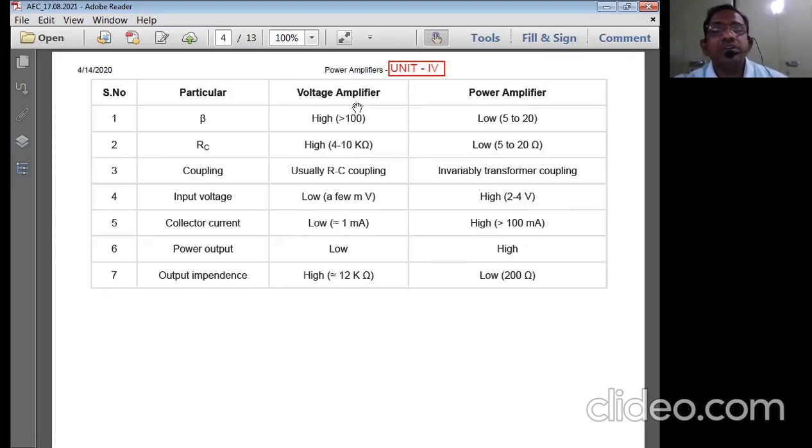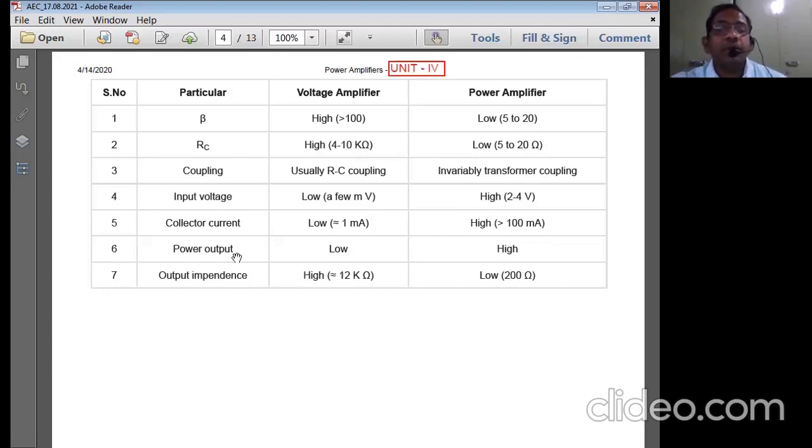Now in the case of voltage amplifier, collector current is going to be very low, in terms of milliamperes, because collector resistance of voltage amplifier is high. Therefore, collector current is going to be low. Coming to the power amplifier, the collector resistance is going to be low. Therefore, the current through the power amplifier is going to be high. It is providing more current, again in terms of more than milliamperes.